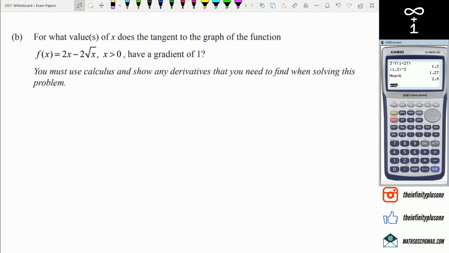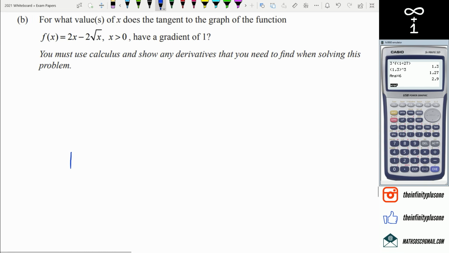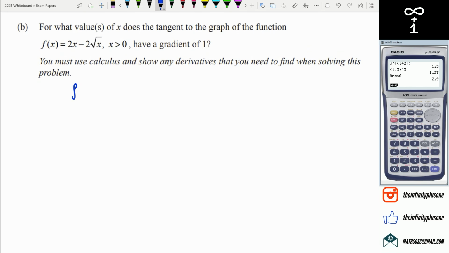We are trying to find when it has a gradient of 1. So we're going to differentiate and then put it equal to 1 to solve for x. So our f of x, just going to write that down first, 2x minus 2, and I'm going to write this as x to the power of half just to make it easy when I differentiate. So when I differentiate, I'm going to get 2 minus 2 multiplied by half, x to the power of negative half.